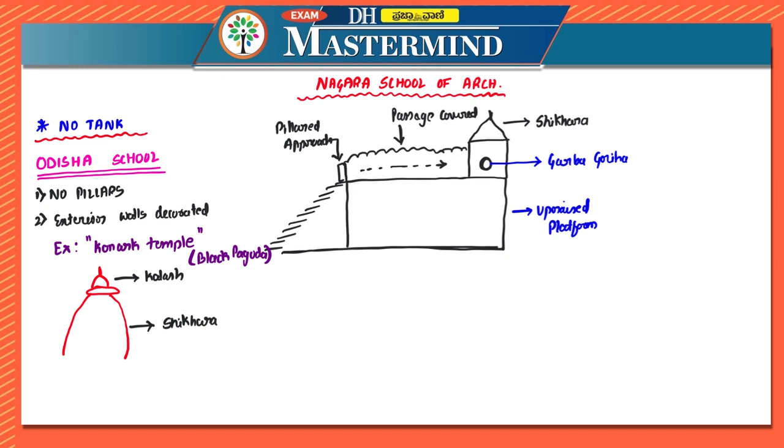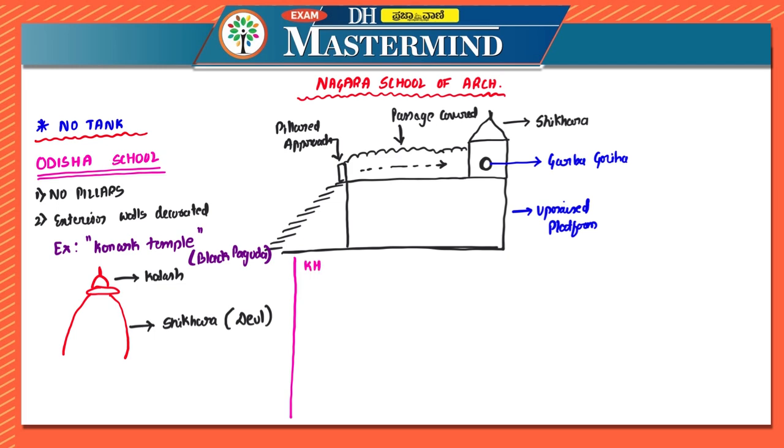This is Shikhara. And these Shikharas in Odisha school are called Dyul. So I hope you have understood about Odisha school now. Now the second school under Nagara style of architecture is Khajuraho.